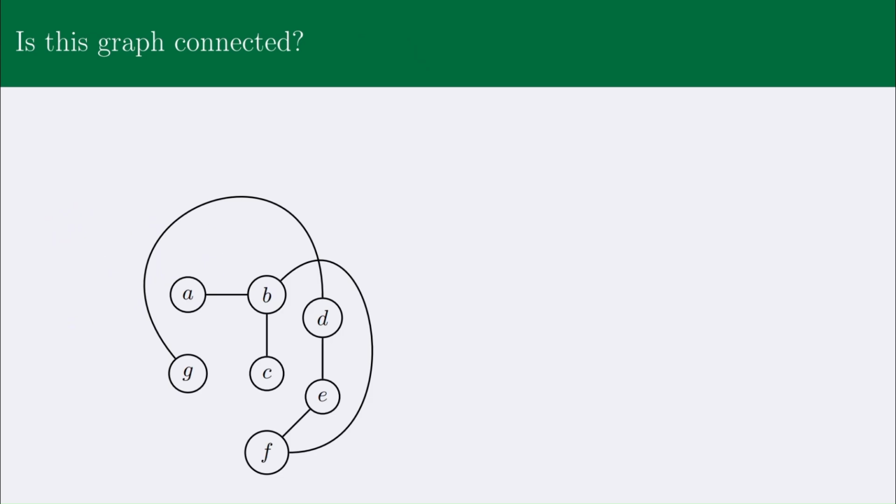And here, is this graph connected? For example, from E, I want to go to G. Is there a possibility? Yes, I can go this way. And maybe one more example, from A to F. So let's try this way and this way. And if we spend some time and choose any two vertices and try to find a path between them, there will be always possible. So this graph is connected.